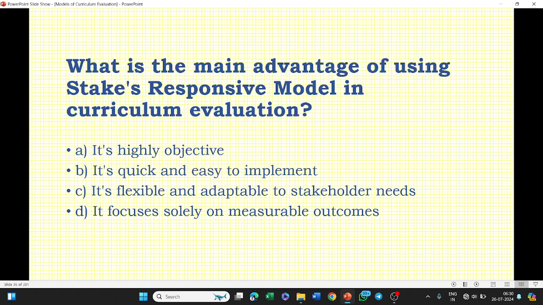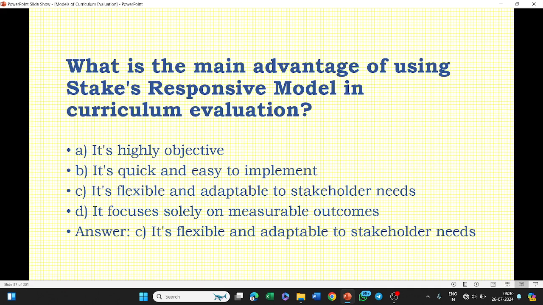Next, what is the main advantage of using Stake's responsive model in curriculum evaluation? Options: It is highly objective. It is quick and easy to implement. It's flexible and adaptable to stakeholder needs. It focuses solely on measurable outcomes. Answer of this question is option C, that is it's flexible and adaptable to stakeholder needs.